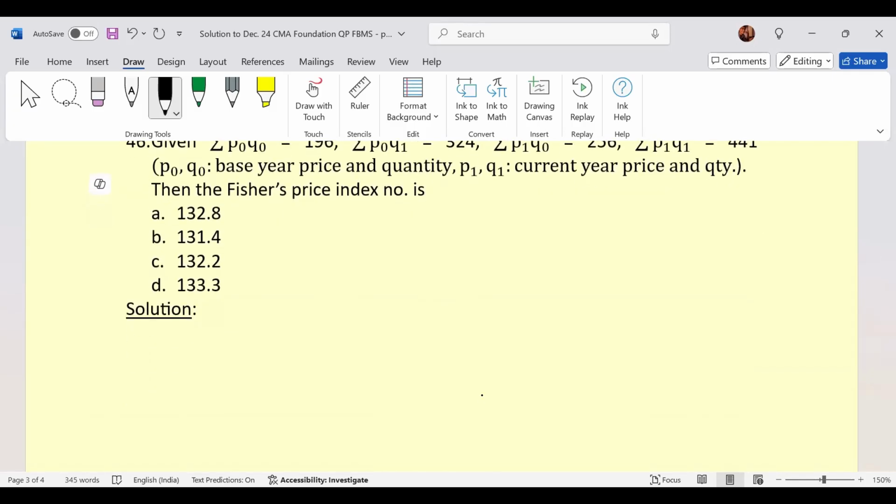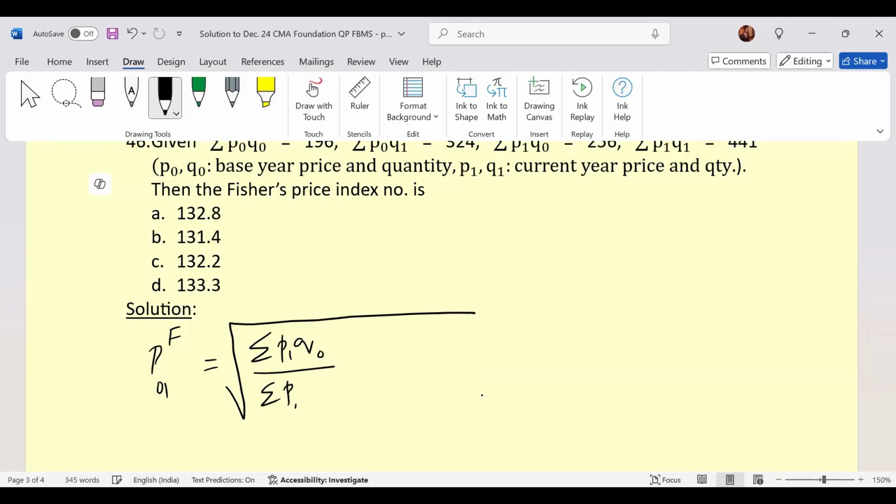So now Fisher's price index number, which is index numbers denotion, we denote it by P01. And here I wrote F just to indicate it is Fisher's, will be square root of summation P1 Q naught divided by summation P naught Q naught, multiplied by summation P1 Q1 divided by summation P naught Q1. The whole thing multiplied by 100.